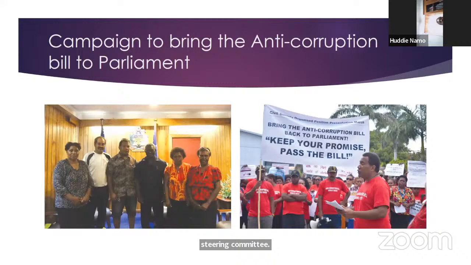These are some pictures of the campaign to bring the anti-corruption bill to Parliament. On the left is a picture taken with Prime Minister Manasseh Sogavare when we went to meet him. At that time, he was for the bill, but his ministers and backbenchers seemed not to want it. So we tried to help him align with us. That's the photograph we took back then.